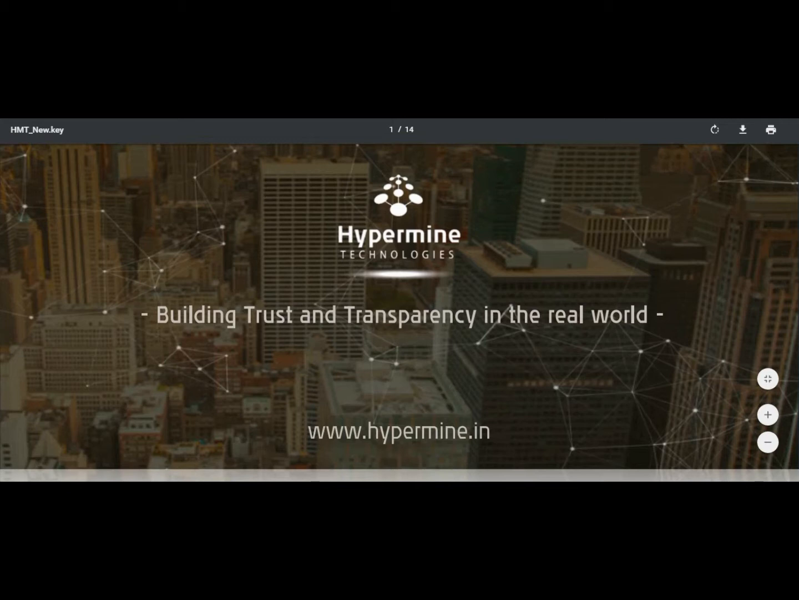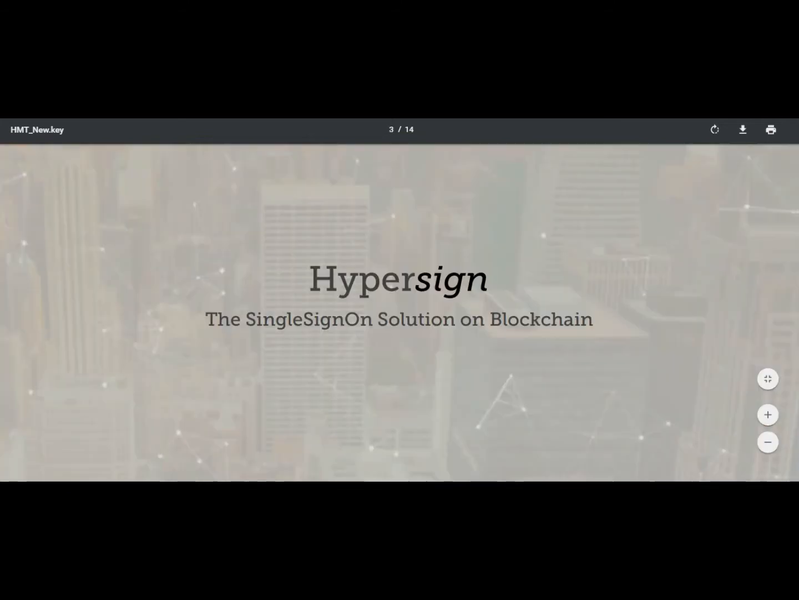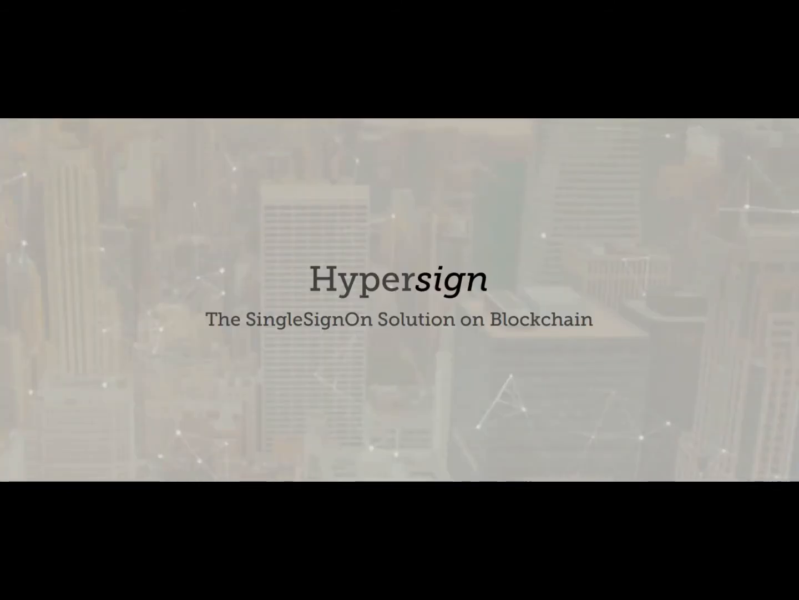So today we are going to demonstrate an authentication system based on blockchain, Hypersign, which is like a single sign-on solution on blockchain, could be used for decentralized or centralized application. Why we came up with this solution?